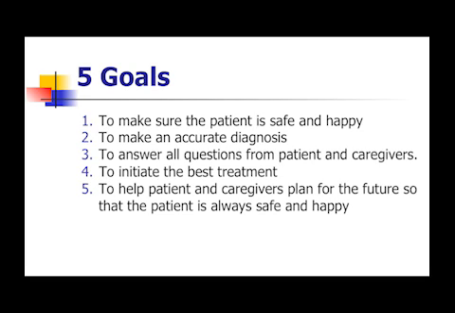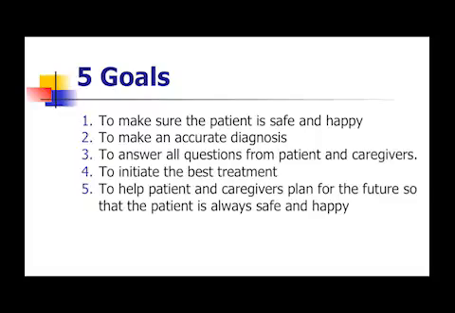When we approach patients who do have chronic cognitive decline, a dementia, we always should have 5 goals in front of us. Number 1, to make sure that the patient is safe and happy. Number 2, we want to make sure we do get an accurate diagnosis. Number 3, we want to answer all questions from patients and caregivers to their satisfaction if we can. There's a lot of unusual recommendations out there over the internet and different news magazines, and we want to be patient and answer any questions or concerns or hopes that the patients and their families have.